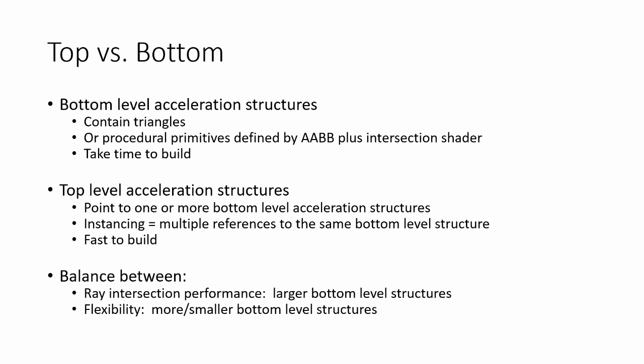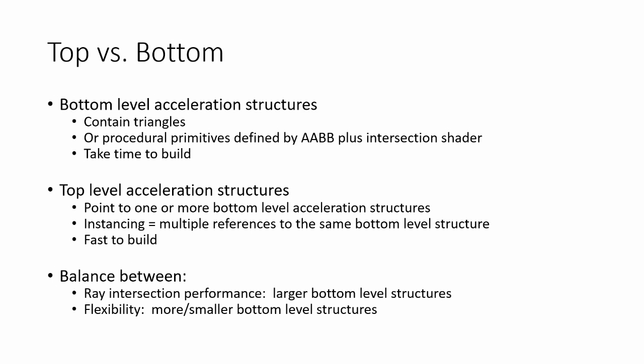Then we also have a concept called a top-level acceleration structure, which is basically just a set of pointers to some number of bottom-level acceleration structures plus a transform. So the way you would do instancing, you would have one top-level structure that had multiple references to the same bottom-level structure with a different transform for each instance. You could also just group a set of objects into one top-level structure. Top-level structures are much faster to build than bottom-level structures because they don't contain large amounts of geometry. They're just kind of aggregating bottom-level things that have already been built. So rebuilding these is going to be significantly faster.